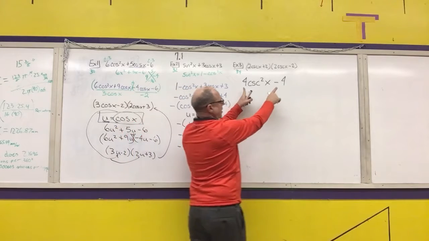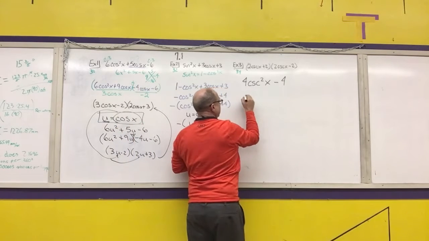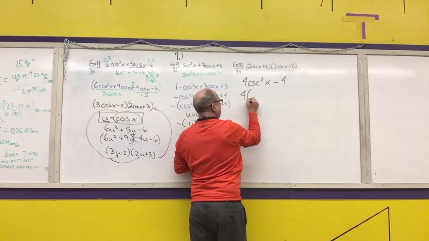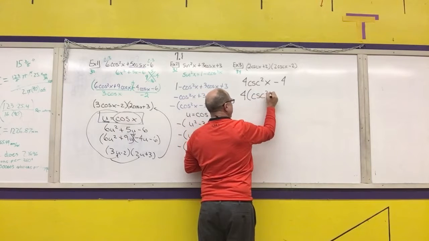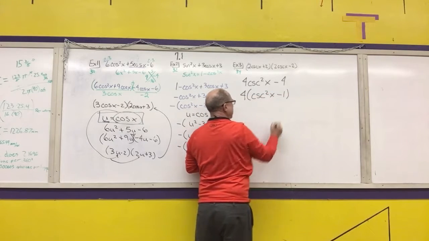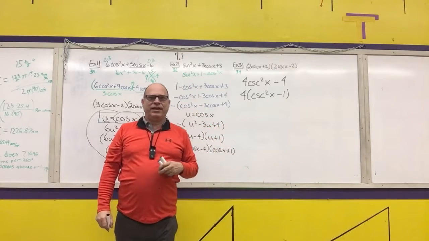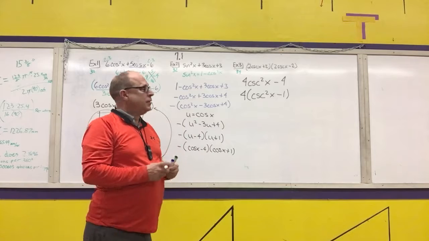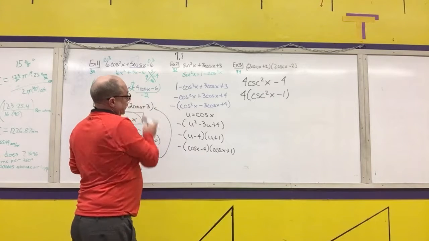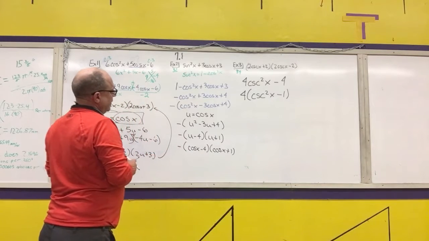Notice I have a common factor, so I'm going to pull that out. That gives me 4 times cosecant squared x minus 1. Cosecant squared x minus 1 is actually, is it one of our trig identities?